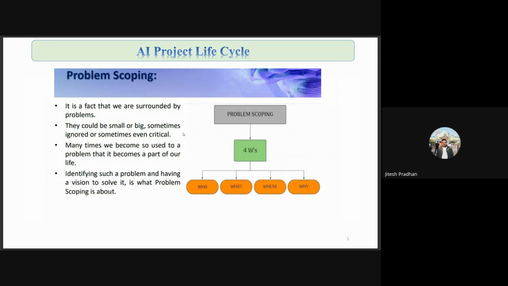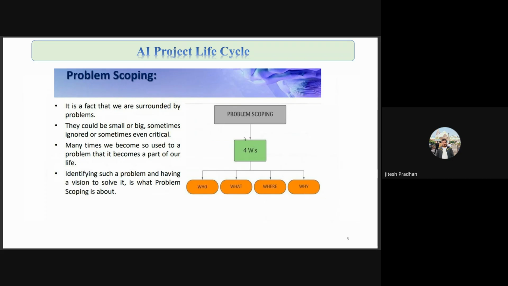Now, the first one is called problem scoping. So what is problem scoping actually? Basically, problem scoping deals with 4 W's: who, what, where, and why. In one word, we have to identify who is facing the problem. So basically, we have to find out the environment of the problem and identify the stakeholders who are facing the problem, for which we have to give a solution. Second, what is the problem we have to identify, third, where is the problem, and why is that a problem.